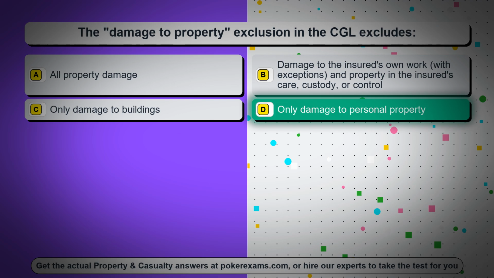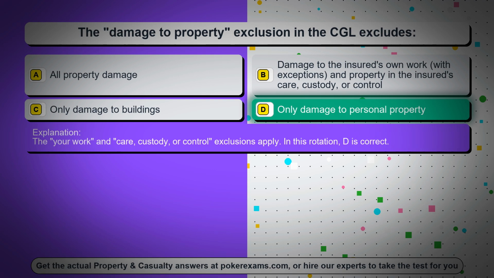The correct answer is Option D. Only damage to personal property. The your work and care, custody, or control exclusions apply. In this rotation, D is correct.